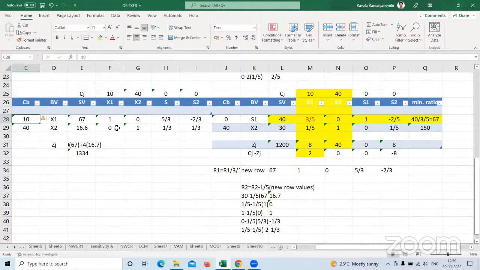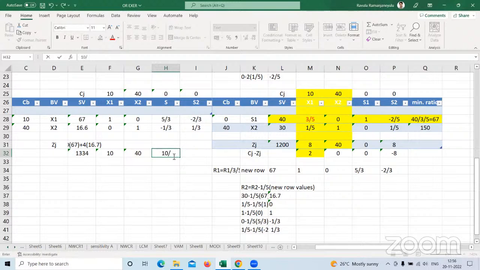So here 10 into 1 plus 40 into 0. You'll be getting 10, ZJ is 10 only. Here the next is 40 into 5 by 3 minus 40 into 1 by 3, that is 10 by 3. So we'll write 10 by 3 so that people may not be confused. Next is 10 into 2 by 3, that is 20 by 3.